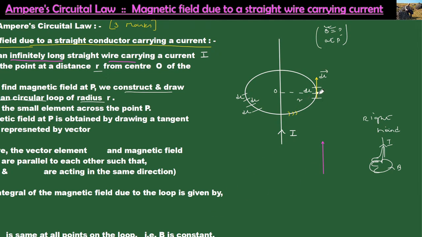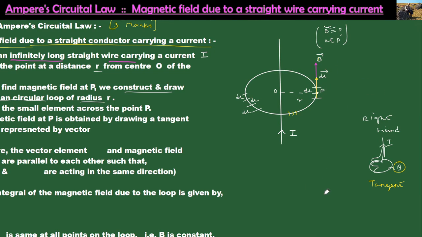Then at that particular point P, it is very clear that if you want to find the magnetic field B, you have to draw a tangent. When you draw a tangent at that point, let us represent that tangent across point P by this pink colored vector. This pink colored vector will be our magnetic field at that point P due to the current element. Let that magnetic field be B bar.